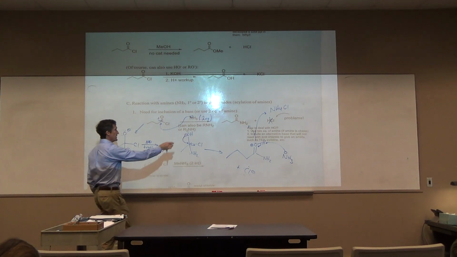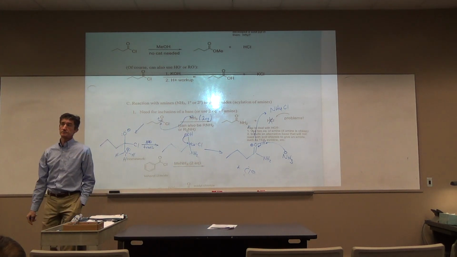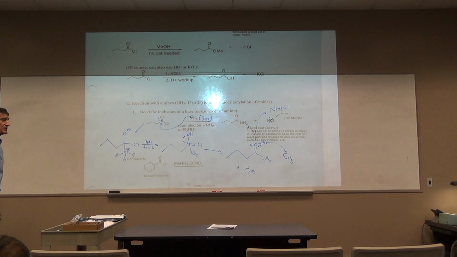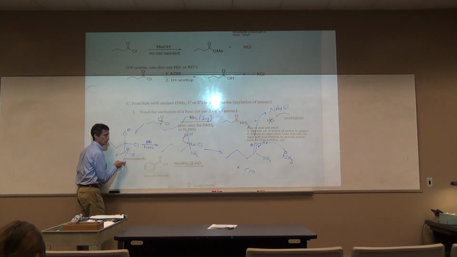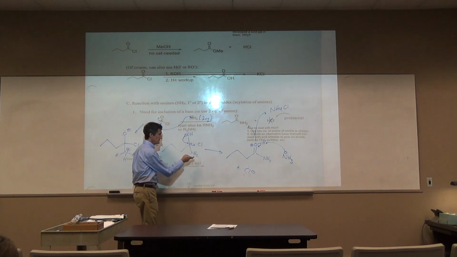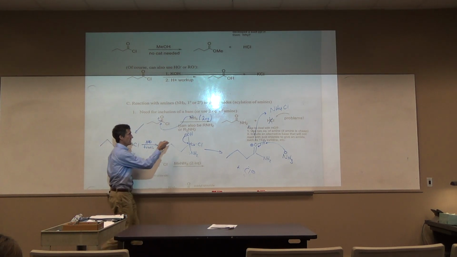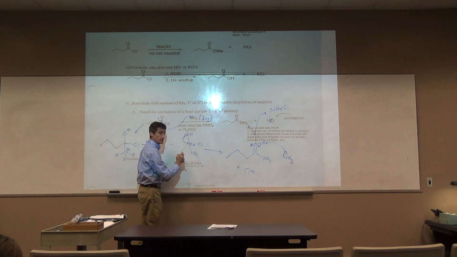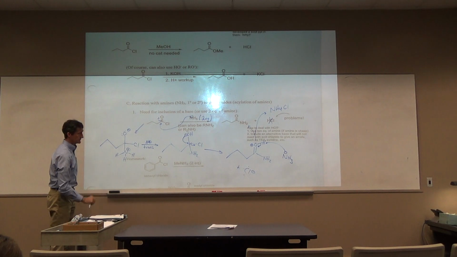Now, I used ammonia here. You can use a primary amine or a secondary amine. You actually cannot use a tertiary amine, because if we use a tertiary amine, there would be no H to lose. If there were 3 R groups on the nitrogen, 3 R groups would be a tertiary amine, you would not have an H to lose.